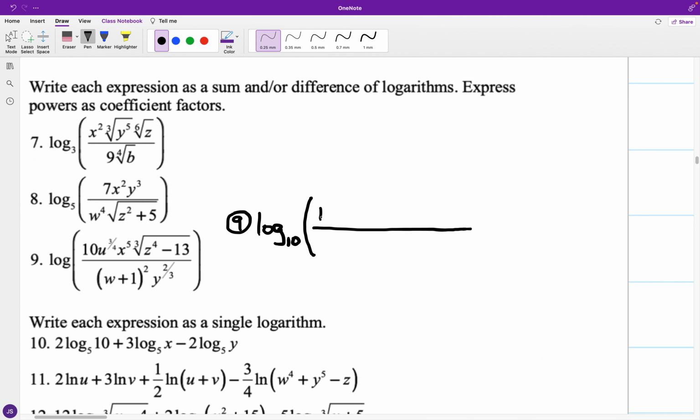So we've got 10, and I have u to the 3/4, and I have x to the 5th, and for the cubic root of z to the 4th minus 13, as a non-integer exponent, I'm looking at z to the 4th minus 13, and the cubic root of this is going to be that expression to the 1/3 power. And we have all over w plus 1 to the 2nd, and you have times y to the 2/3.